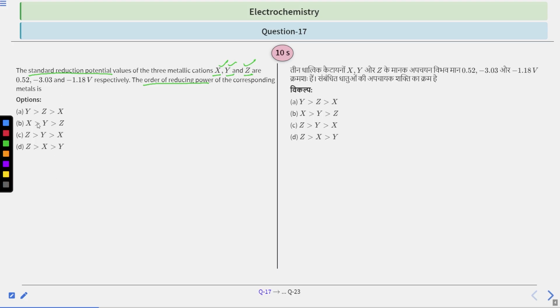The options are: Y is most, then Z, then X; or X is most, then Y, then Z; or Z is most, then Y, then X; or Z is most, then X, then Y. You have 10 seconds to solve this question. After that, we will see the answer.